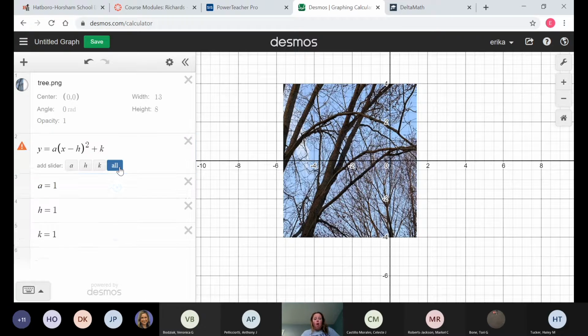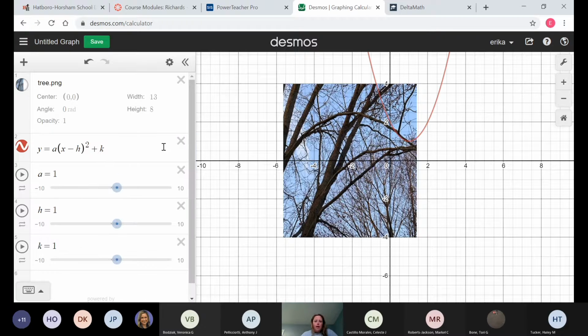I'm going to hit all, and now my sliders are going to come up. Obviously, I need a negative graph, and I need it really wide. That was my only concern, how wide. It looks pretty good for me, I think. And I get it up. It's not even that wide, but I know that it needs to be negative because it's going down.